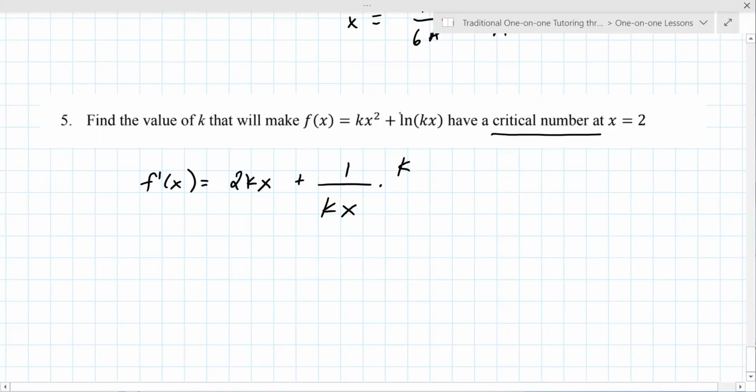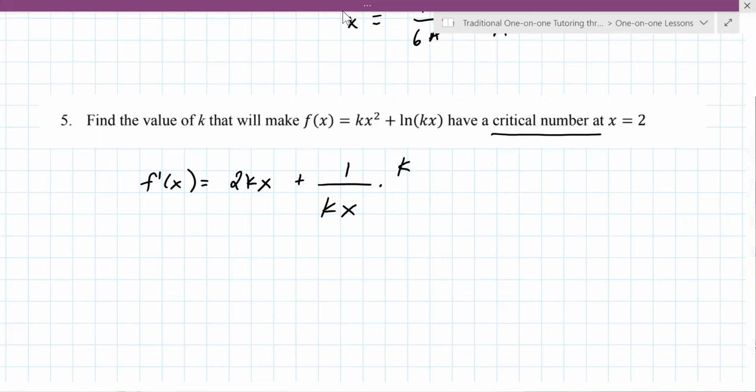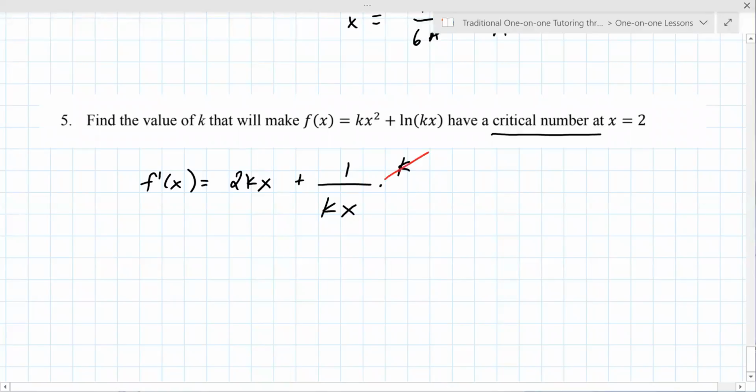Is any part of that unclear? I remember that it was like, so ln derivative is just 1 over the. Yes.